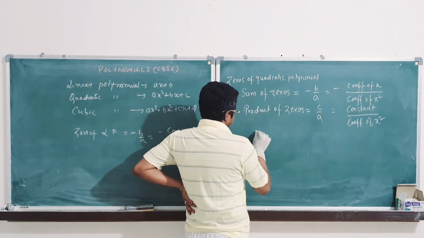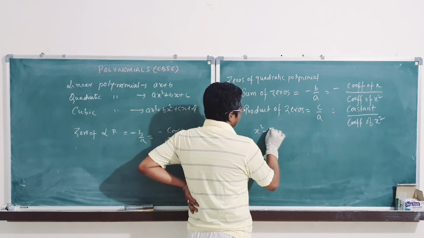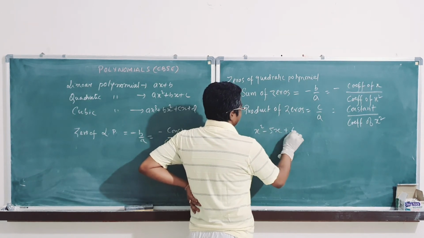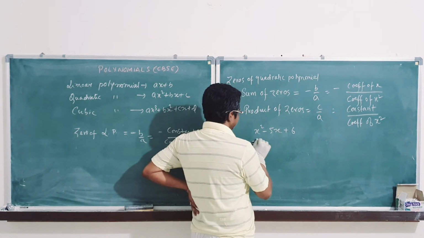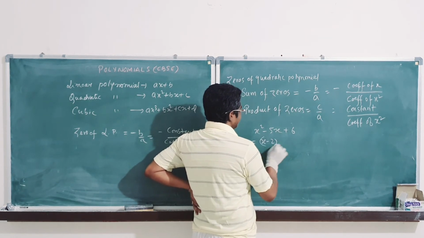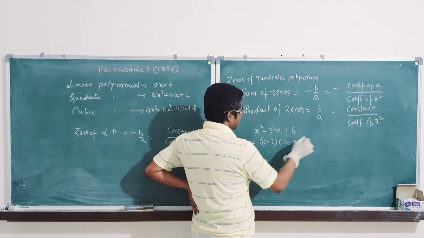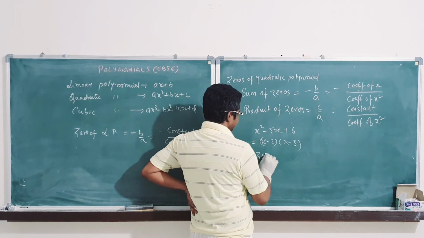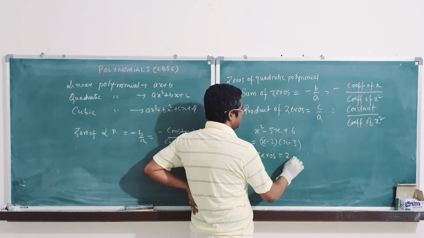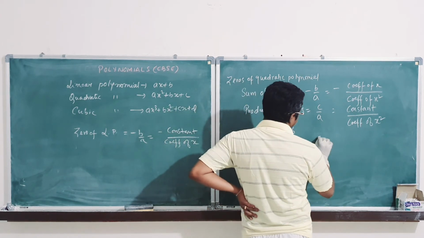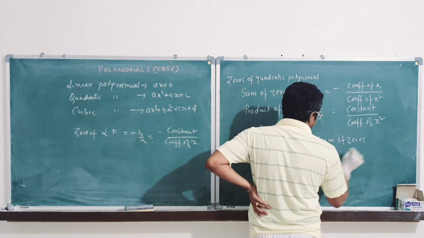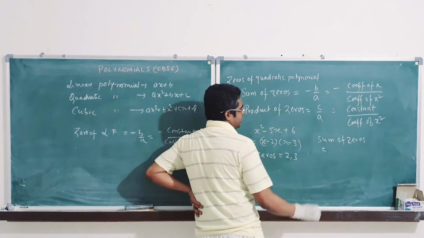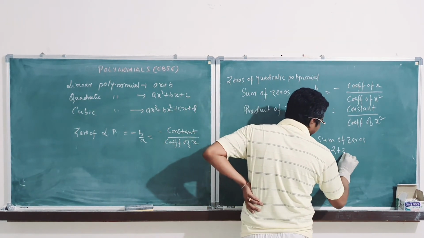Let's take a simple equation, x square minus 5x plus 6. For this, it has two roots basically, we know x minus 2 and x minus 3. So there are two zeros. What are the zeros? Zeros are 2 and 3. First let us find the sum of zeros. Clear? The sum of zeros is 2 plus 3, that is 5.